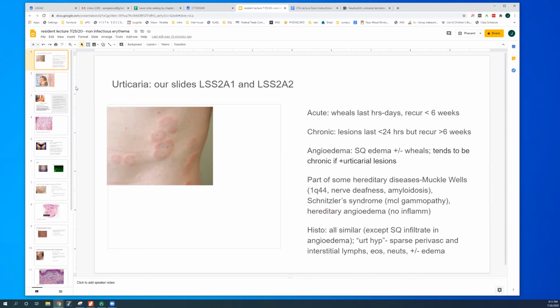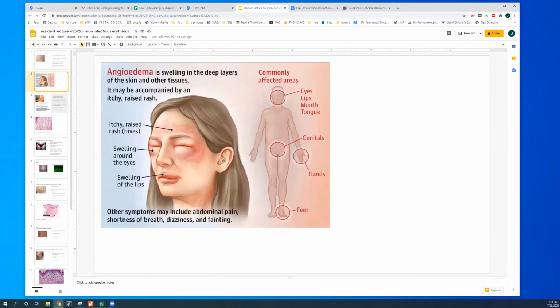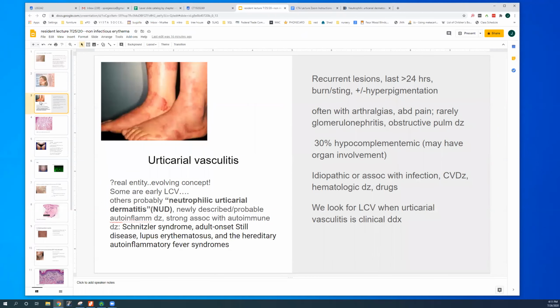Okay, so we just went over that. And then here's just a nice slide I found on the web about angioedema. This is what it looks like with the urticarial lesions and the angioedema. And then in this chapter, in this category of urticaria, I wanted to go over urticarial vasculitis, which Lieber does talk about.